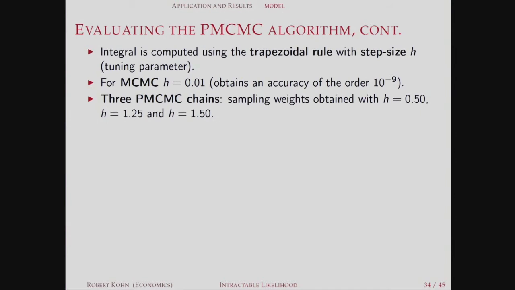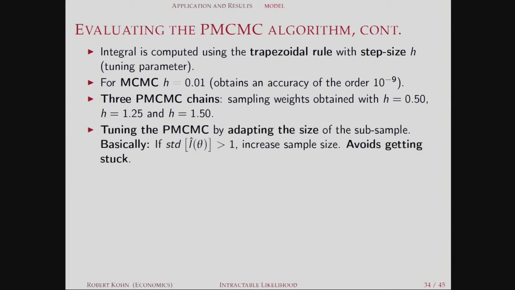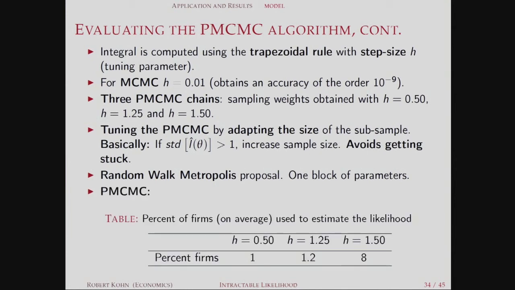And then we're using the trapezoidal rule with h equals 0.5, 1.25, 1.50. And we are choosing the subsample size adaptively so that the standard deviation is 1 or about 1. That's very important. That's why we need simple random sampling, not simple random sampling with replacement, because we've got to work out the variance of the estimator very quickly. And we use random walk Metropolis here. The percentage of firms we use when h equals 0.5 is 1. H equals 1.25 in the trapezoidal rule is 1.2, and h equals 1.50 the percentage is 8.